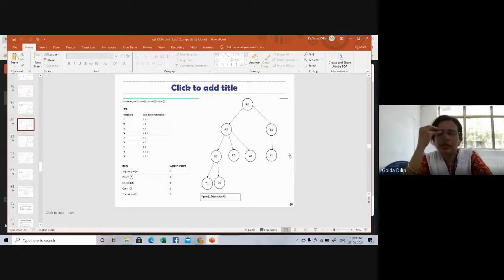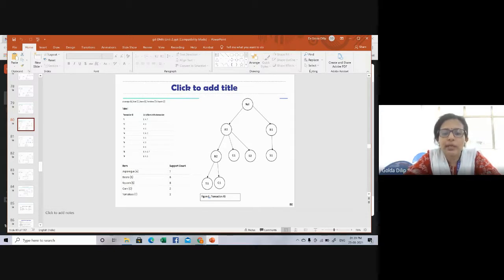Okay, so transaction 6 is AS. A already, the count was 4 in the previous case, you would have seen 4. So now it's getting incremented to 5. Then already your S was there, so that gets incremented to 2. That is the 6th transaction.